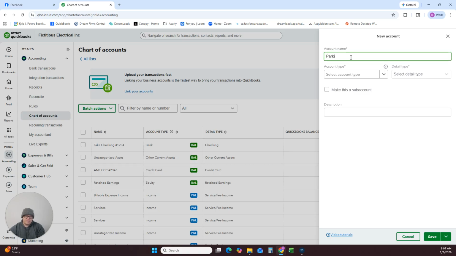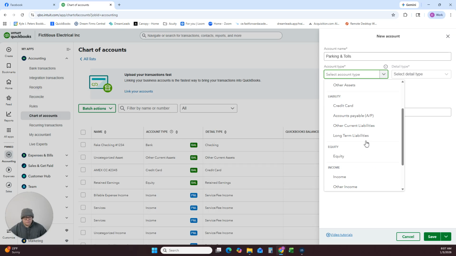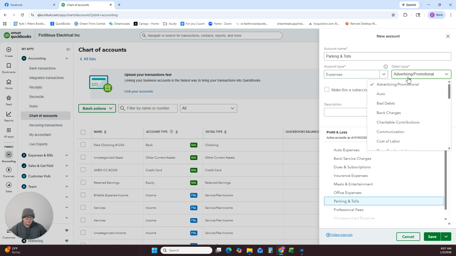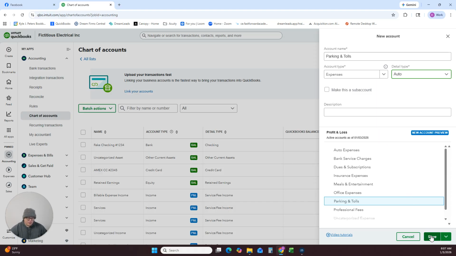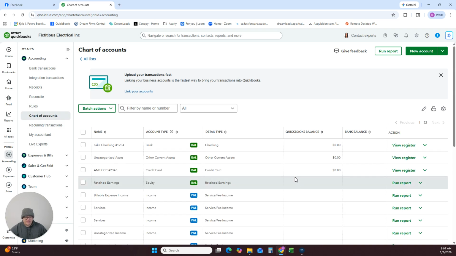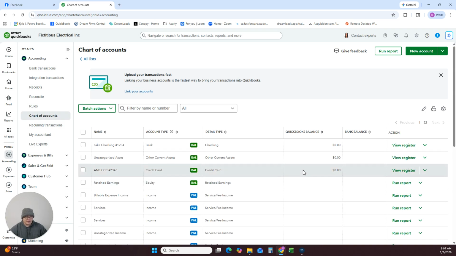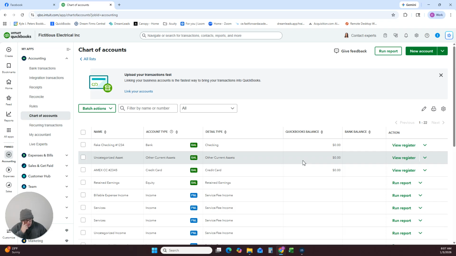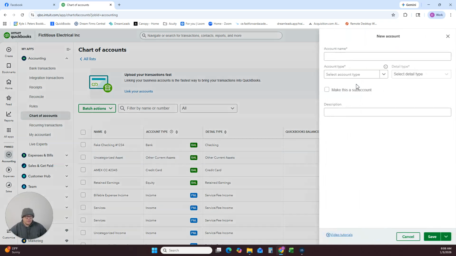Parking and tolls is a good one. You actually separate parking and tolls from auto because if you're a sole proprietor and you choose to take the standard mileage deduction instead of actual auto expenses, parking and tolls is still a separate expense that you could take. So I like to separate parking and tolls from auto expenses.